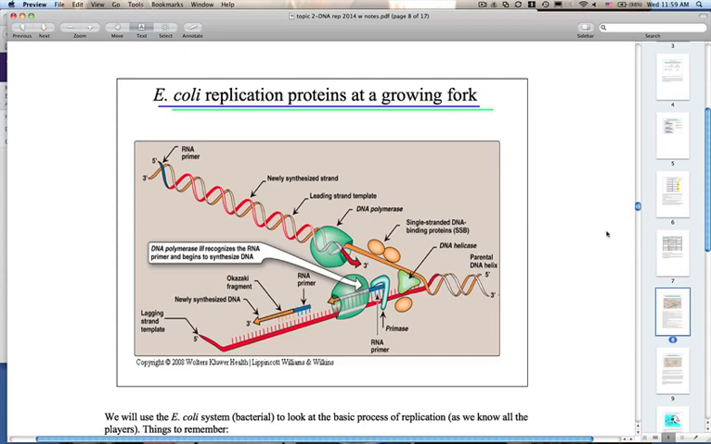Okay, so let's look at how this is different in our system, okay? So how is it different? Different polymerases, obviously. Leading strand, epsilon. Lagging strand, delta.